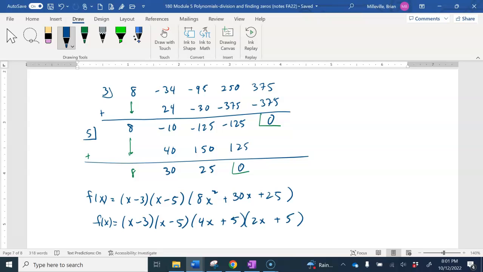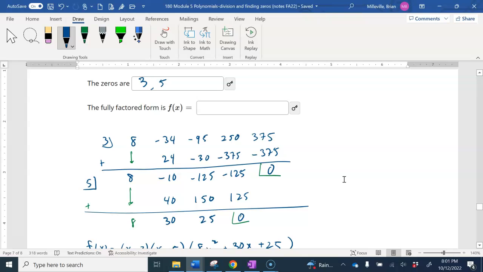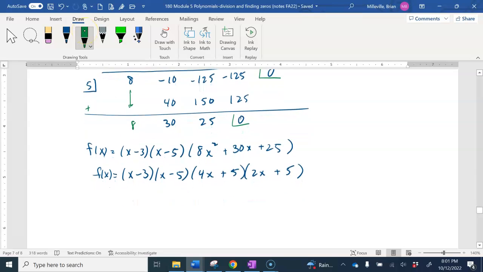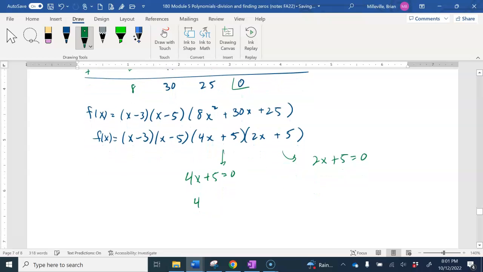Now to find the remaining zeros. That's part of the question. We wanted to find the fully factored form, so we did that. To find the remaining zeros, we would set each one of these linear factors equal to 0. We'd get 4x plus 5 equals 0. Separately, we would set 2x plus 5 equals 0. Subtract 5 from both sides, we would get 4x equals negative 5. Divide by 4, we would get negative 5 over 4. Over here, subtract 5, we would get 2x equals negative 5. Divide by 2, we would get negative 5 divided by 2. Now this comes out to negative 1.25 as a decimal. This is negative 2.5 as a decimal.